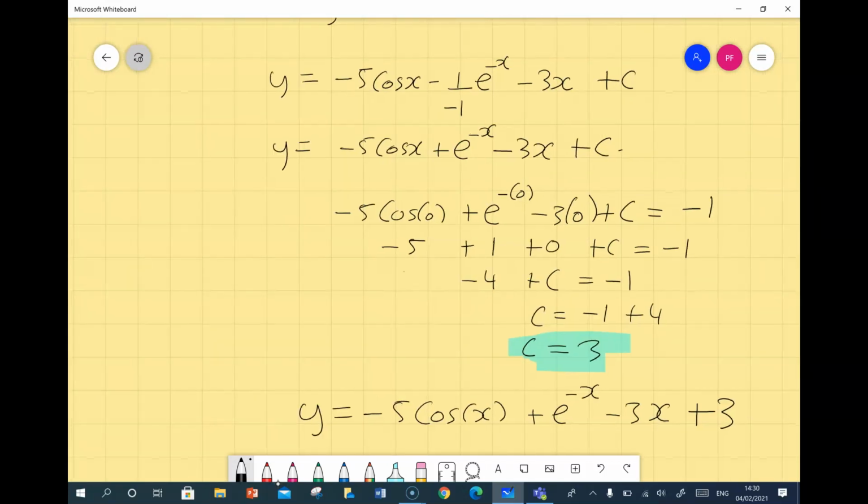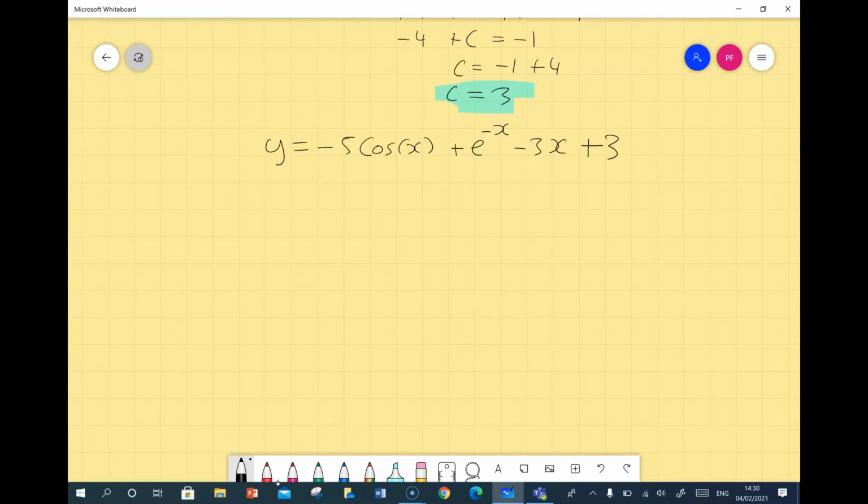So let's do that. And if not, I'm sure you can work out what it was you were supposed to do. So minus 5 times the cos of 3 plus e to the negative 3 minus 3 times 3 plus 3. Again, you can do it in any mode you want, but as far as I know, that was done in radian mode, I'd imagine. So I'm just going to pause while I input that into the calculator.